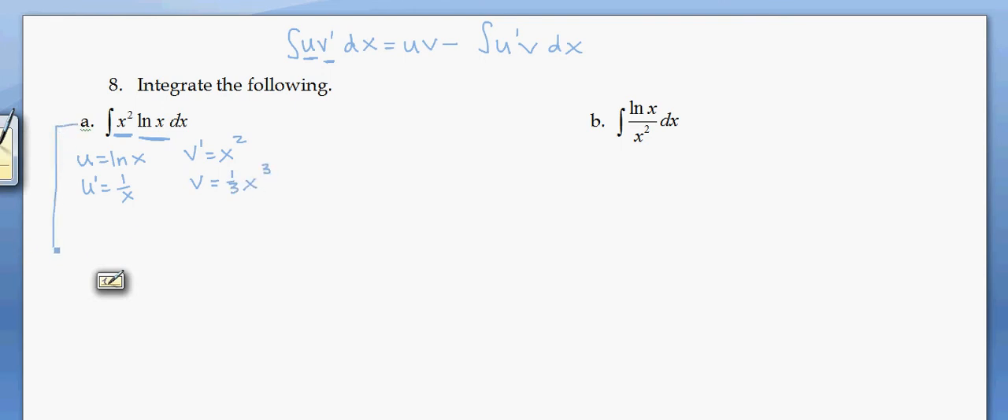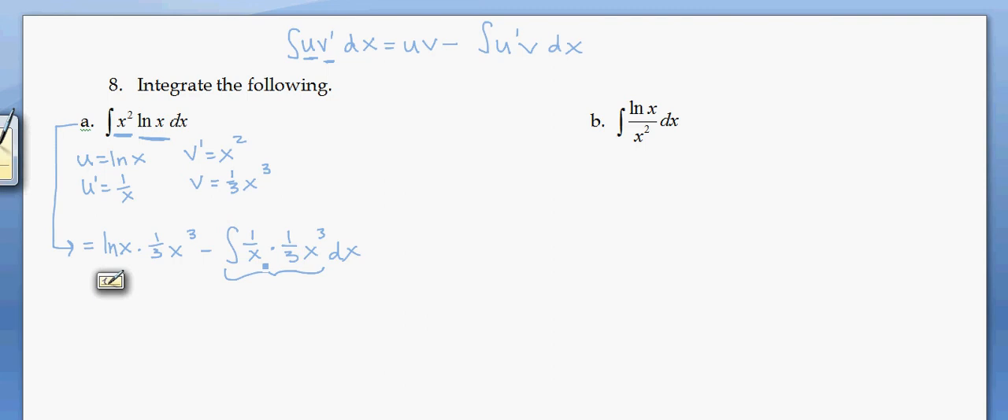Okay, so parts tells us that this integral is equivalent to u times v minus the integral of u prime times v. And again, I'm starting with an integral, and my result still has an integral in it, but the point is that now this integral is supposed to be something that I can evaluate.